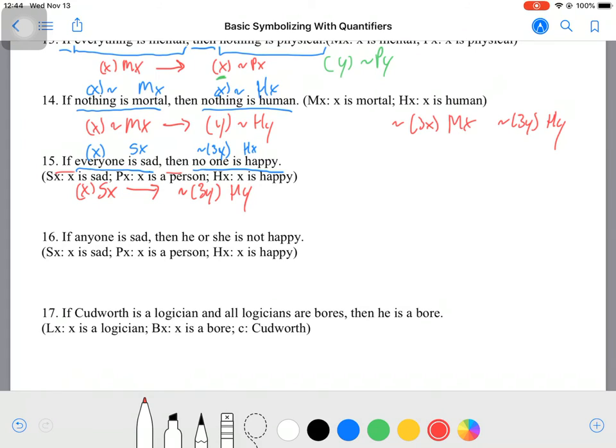16 is pretty close. If anyone, if there's even one person, one existential X that is sad, then he or she, so we're going to be talking about the same person here, is not happy. I'm going to do anyone as a universal. It's easier to translate that one. So if any person is sad, then he or she is not happy. So for all X, if X is sad, then it follows that... well, actually, it's going to be that if X is sad and X is a person, then it follows that X is not happy.